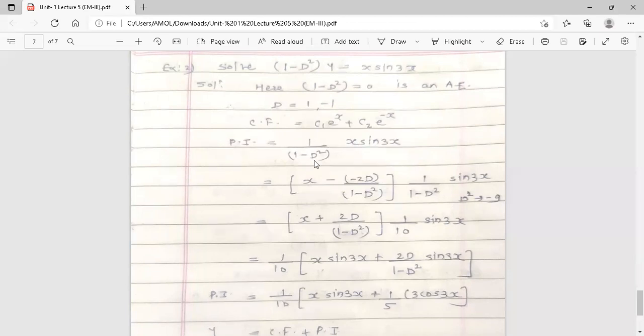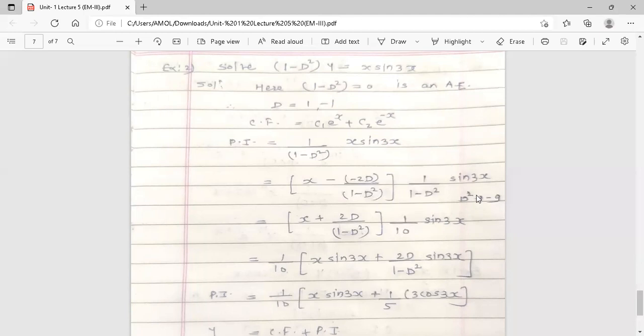Its derivative is minus 2D, because the derivative of D square is 2D and the minus sign is there, upon phi of D. Phi of D is 1 minus D square, so write 1 minus D square in brackets, into 1 upon phi of D. Phi of D is 1 minus D square into sine 3x. Now solve the term outside the bracket, 1 upon 1 minus D square into sine 3x.